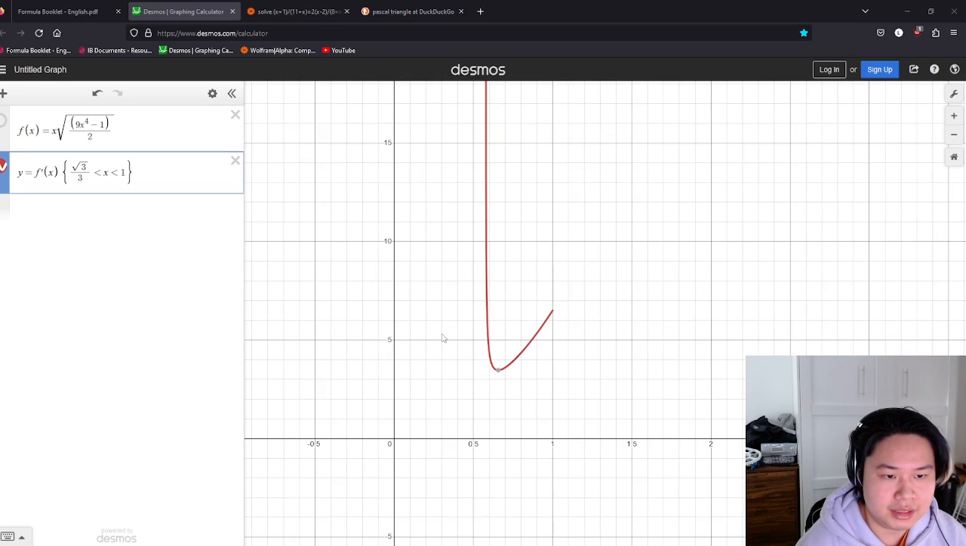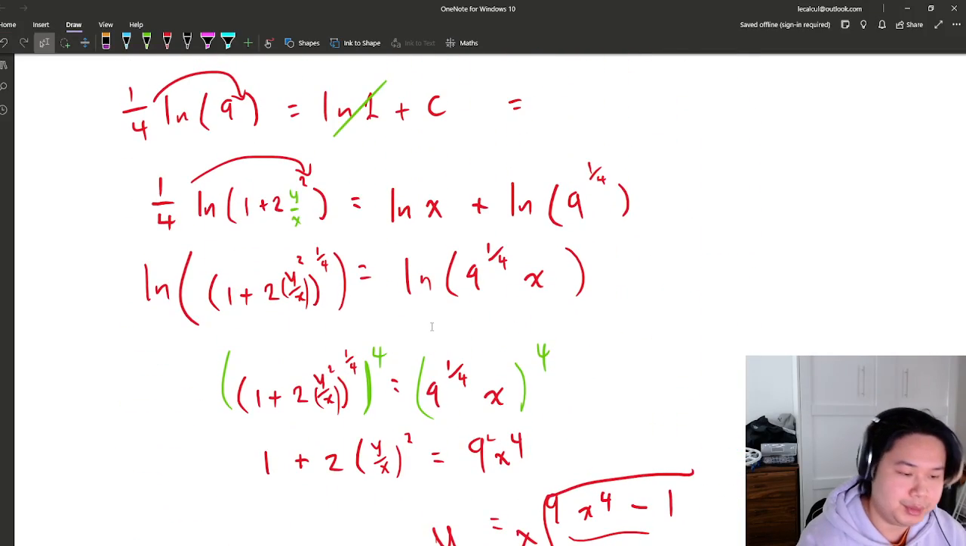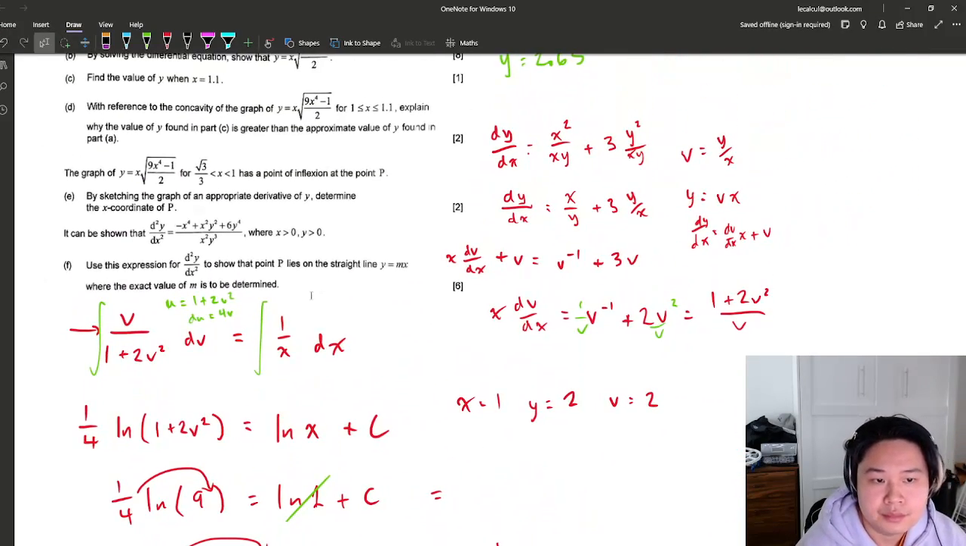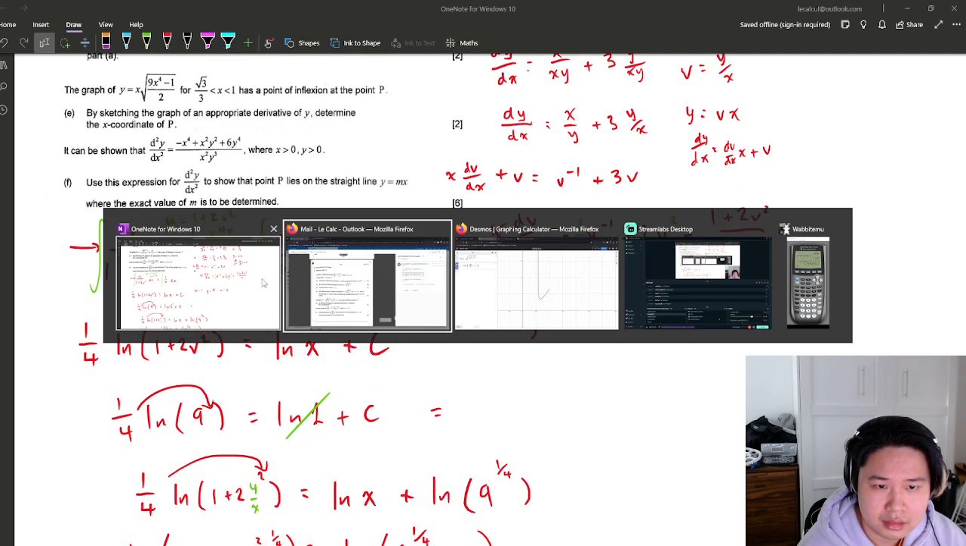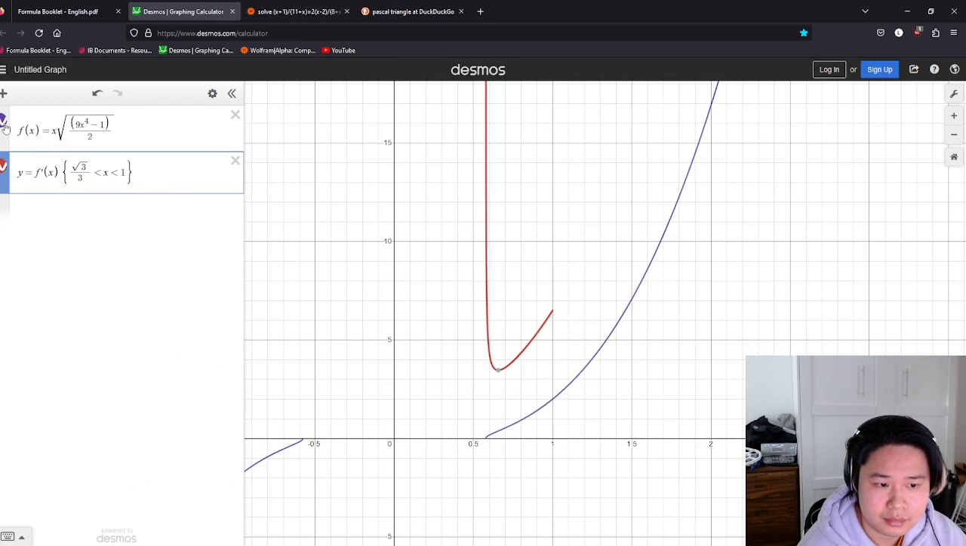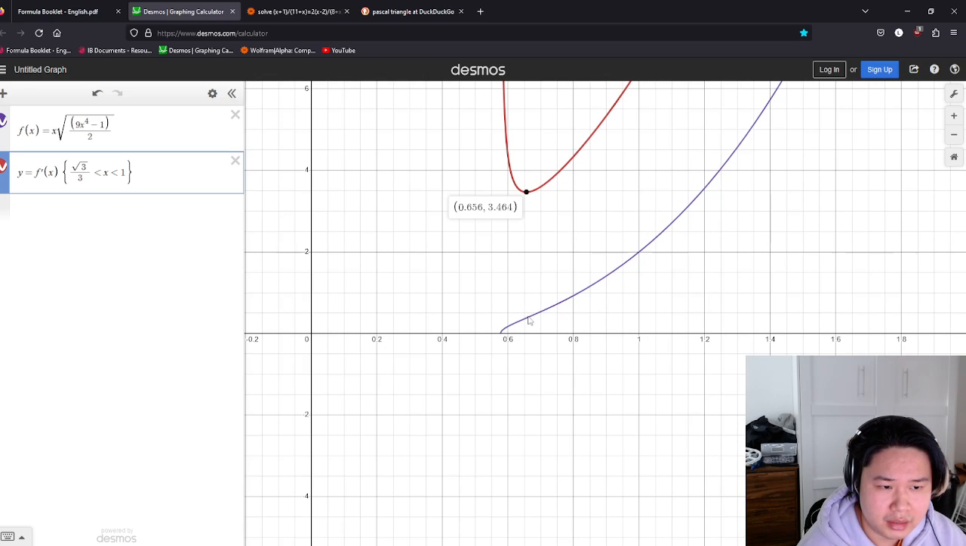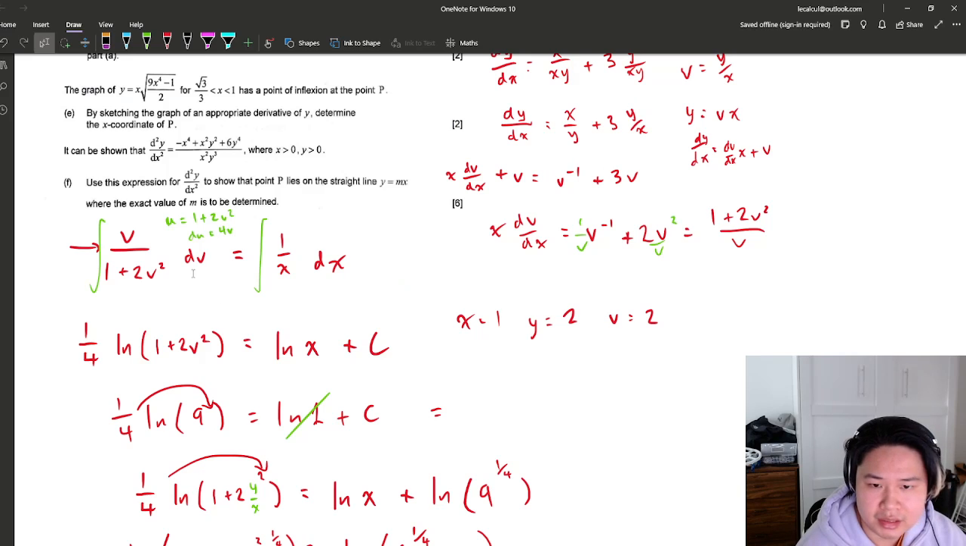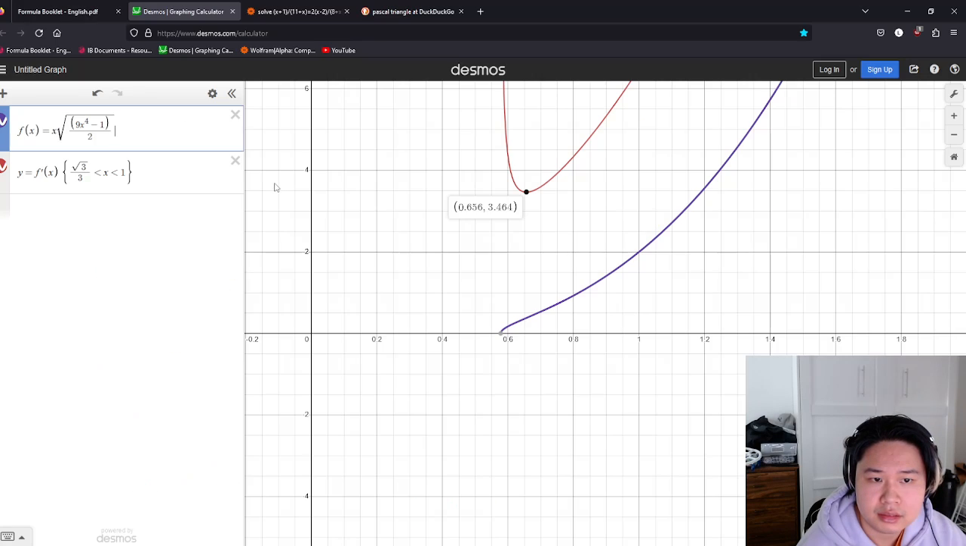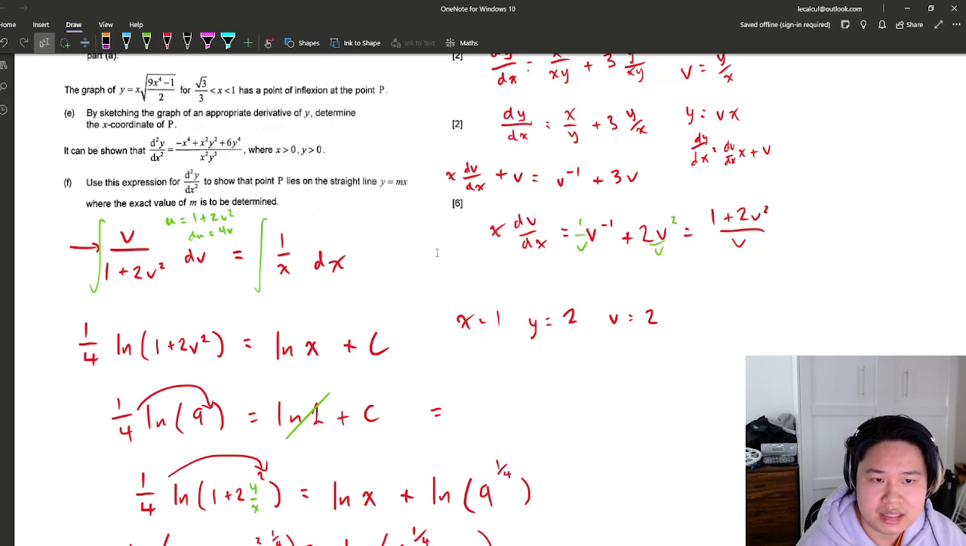Almost there. I need to be done with this, because I still have a paper 3. Oh my god, and this one's 6 marks. Okay, it can be shown that this is the second derivative. Use this expression to show that point P lies on a straight line with mx, where the exact value of m is to be determined. Okay? Okay. So point P is the point on the original graph, right? And then you want to show that this lies on a straight line.